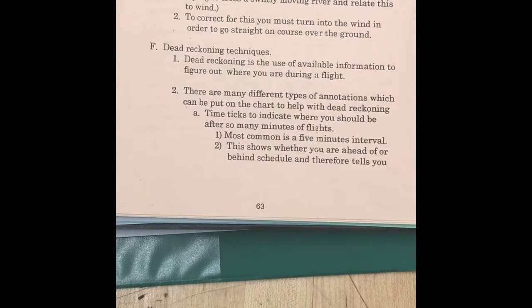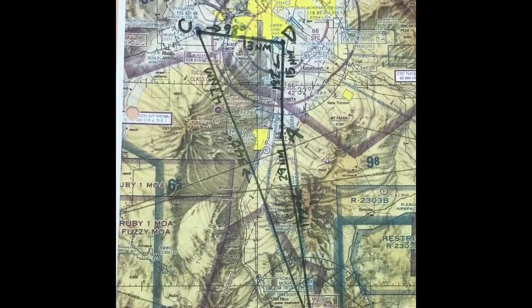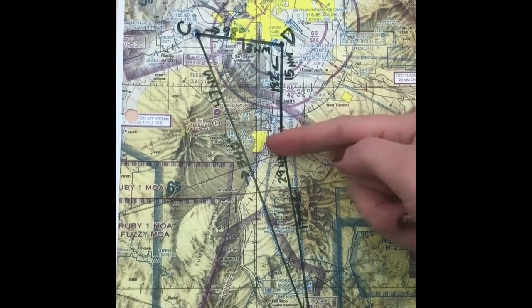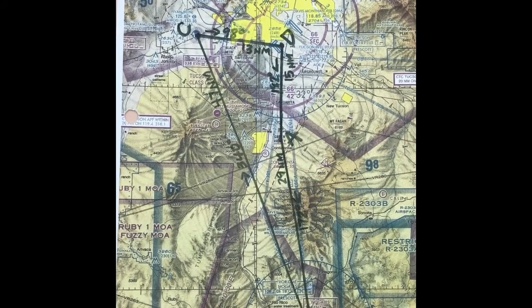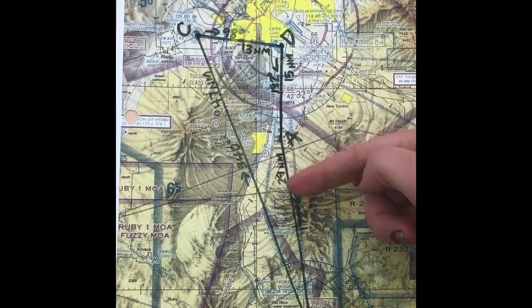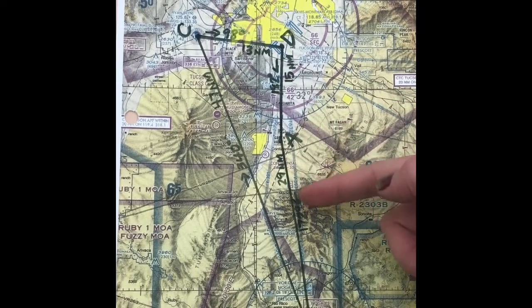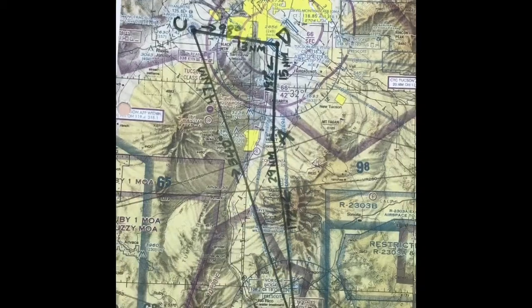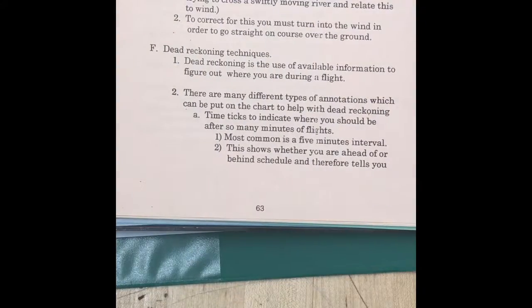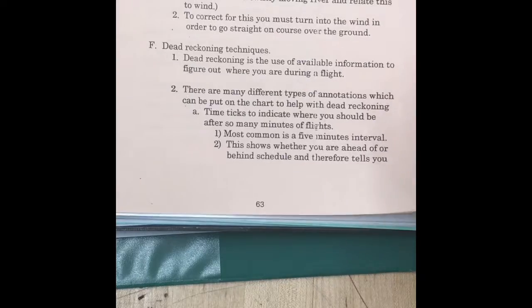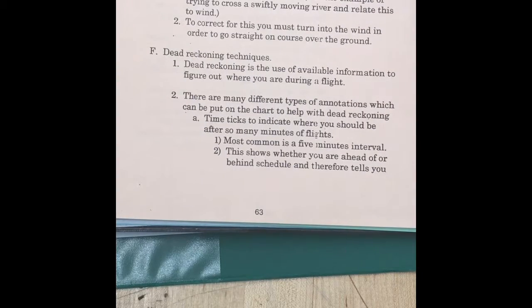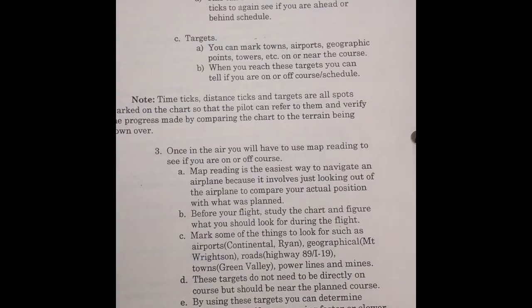So there's a couple different techniques you can use with that, different annotations you can actually put on your map. You can mark time. So remember how we calculated distance and time? So you can actually put little tick marks, like every 5 minutes is usually pretty normal, so that you know, okay, we've gone 10 minutes past Green Valley, so we should be about here, or we should be about here, something like that. Another way is, well, that was the most common way, and using time ticks every 5 minutes will show you whether you're ahead or behind schedule. Therefore, it will tell you if you are going faster or slower than what was planned.